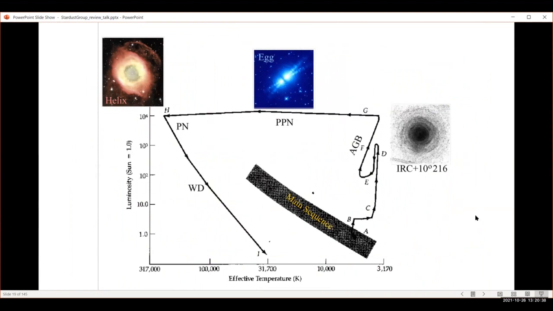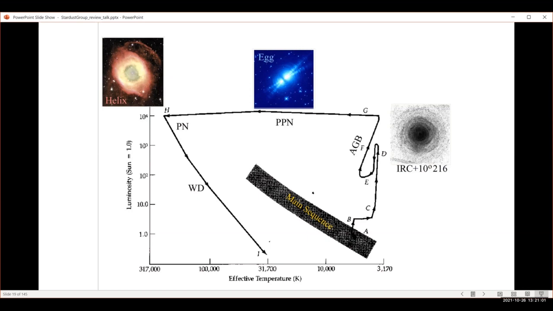Now, the other thing that we can do with the HR diagram, and this is another version of that, is to plot the path on the HR diagram that a star will take over its life. So here again, we've got temperature increasing to the left on the x-axis, and we've got brightness with one solar luminosity being here on the y-axis. And here we can see this would be the main sequence. The sun would be right about here.